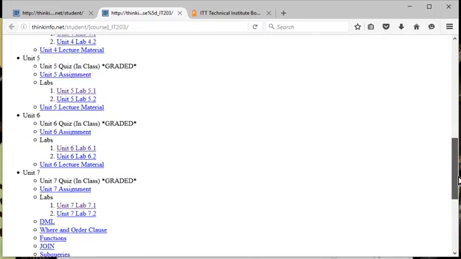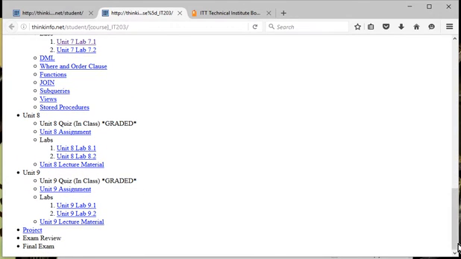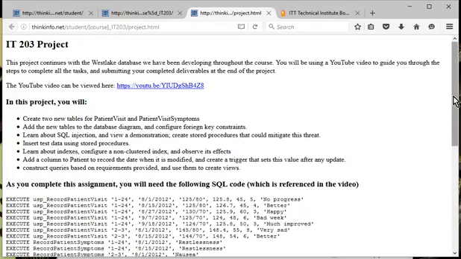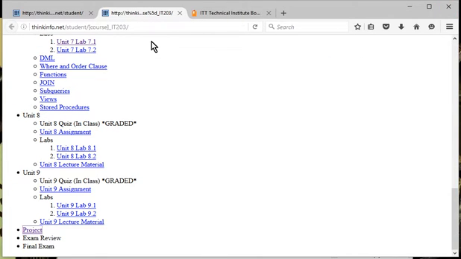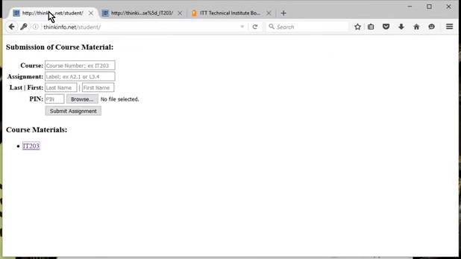All right. When you get to the very bottom down here, you'll see that there is a project. So when we do the project, this is where you'll go to access the information for the project, which will be towards the end of the course.